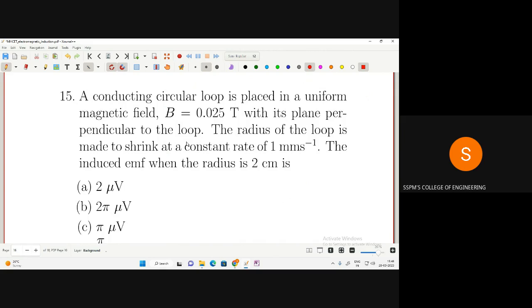आता याच्यामध्ये काय केलेलं बघा, इट्स व्हेरी इम्पॉर्टंट. द रेडियस ऑफ द कॉइल, सर्क्युलर कॉइल, is shrinking with rate 1 mm per second. म्हणजे रेडियस तुमचा कॉन्स्टंट नाही, इट इज चेंजिंग विथ रिस्पेक्ट टू टाइम. तर तुम्हाला काय फाइंड आउट करायचं? ईएमएफ इंड्यूस काढायचं when the radius is 2 सेंटीमीटर. हे कसं सॉल्व करायचं आहे बघा.